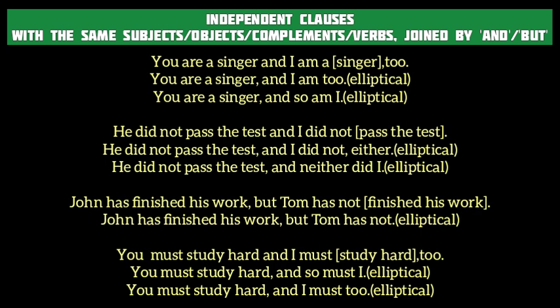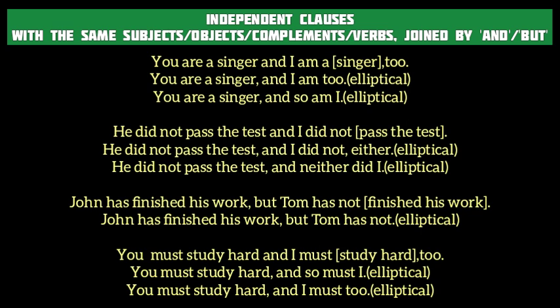In the sentence, "he did not pass the test and I did not pass the test," the verb phrase "did not pass the test" is common in both the clauses. So we are going to use verb phrase ellipsis in the second clause here. First, see the elliptical structure of "not either." He did not pass the test, and I did not either.